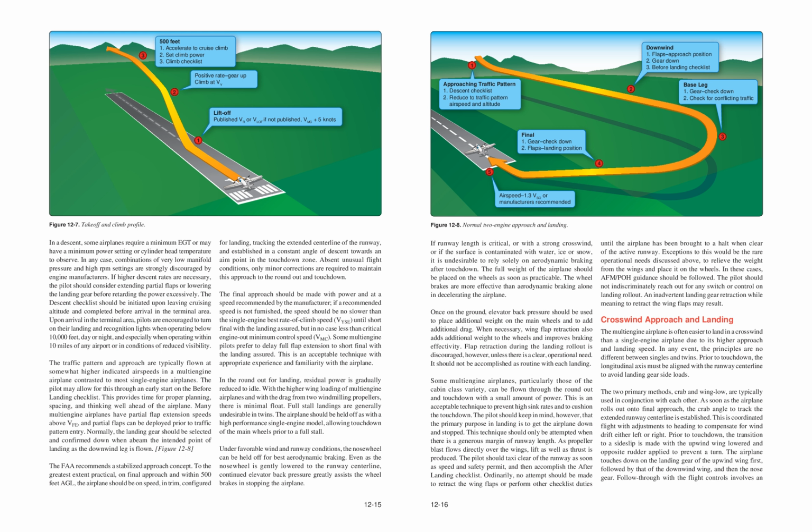until the airplane has been brought to a halt when clear of the active runway. Downwind: 1. Flaps approach position. 2. Gear down. 3. Before landing checklist. Base leg: 1. Gear check down. 2. Check for conflicting traffic.